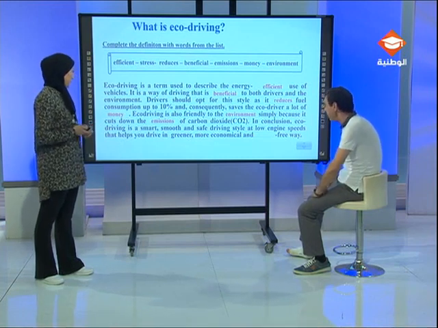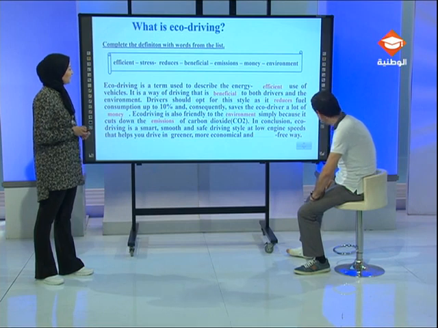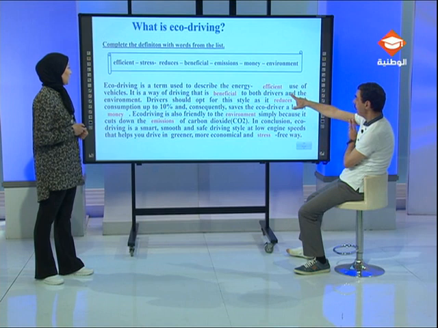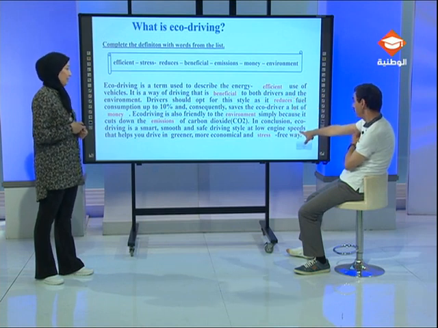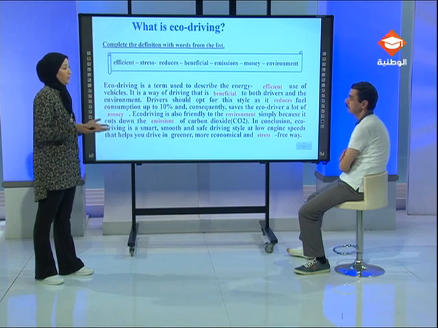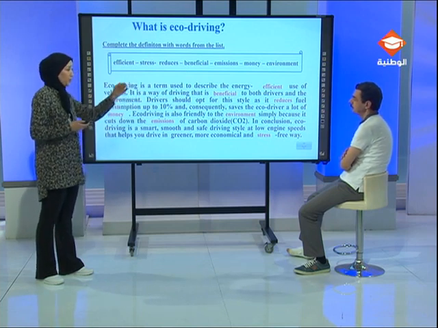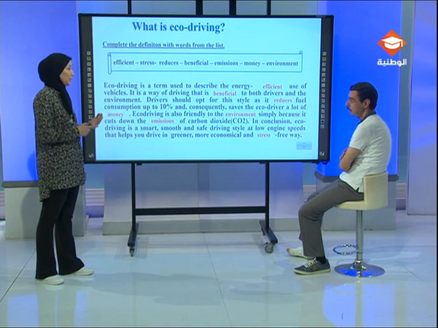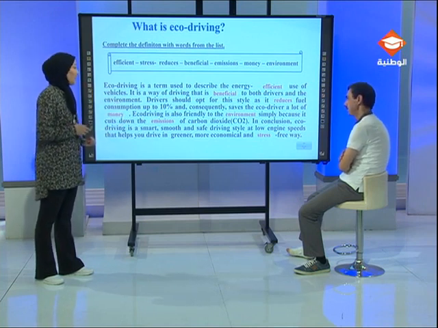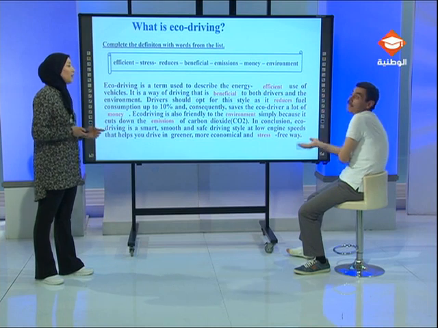Yes. More economical and maybe stress-free way. Well done. Yes, we begin with a compound adjective and we finish with a compound adjective. So I think it's clear what eco-driving is. I understand now, it's a way of driving. And it's beneficial to both the drivers and the environment. It saves money, it saves fuel, and we have less emission of carbon dioxide into the air. So it's for the benefit of everybody.